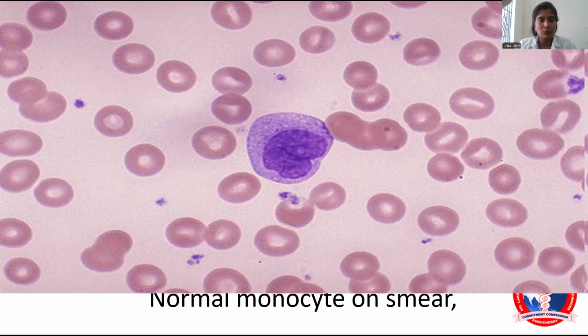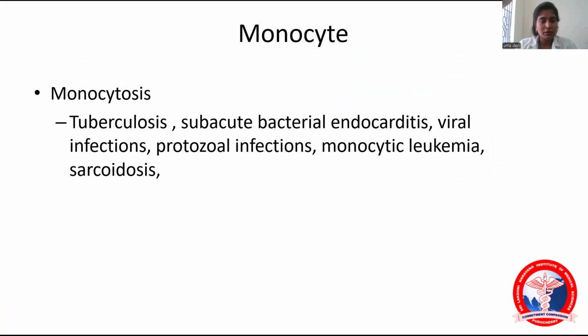So now the last one is monocyte, right? You saw that it is kidney shaped and the biggest of the WBCs. So monocytosis can be seen in tuberculosis, acute bacterial infections, certain protozoal infections, and monocytic leukemias. Leukemias we will cover separately. And sometimes immunological conditions, that is, connective tissue disorders, autoimmune diseases, all these things, it will be increased.